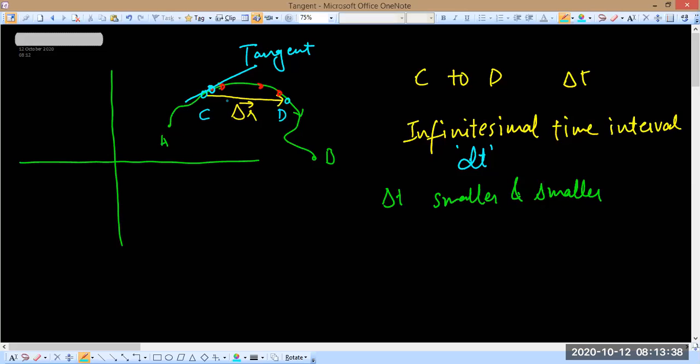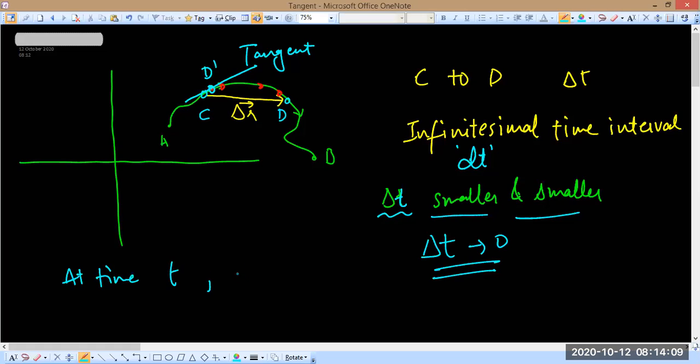Okay, so I'm saying that if you take delta t to be smaller and smaller, that is, we start doing this, then this other point comes very close, because in a small time interval it will move very little. So now we get a tangent when we join these two points. Listen to this carefully: at time t, the particle was at C. At time t, particle or person, we were talking about the person.